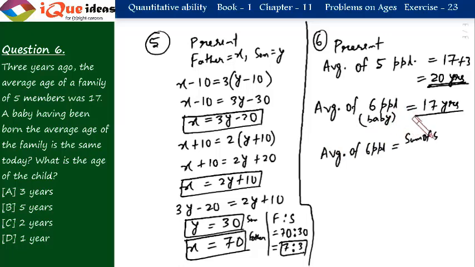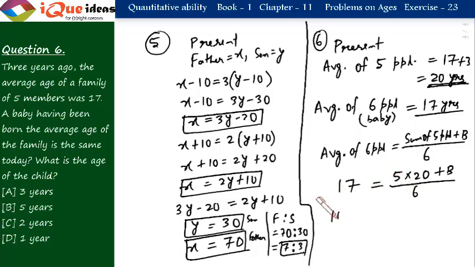the sum of 5 people plus the baby. Let's say the baby's age is B. Divide by the total number of people, that is 6. Now here, the average of 6 people is 17. Now how do you calculate the sum of those 5 people? Because it's given that the average of those 5 people is 20. So the sum would be 5 into 20 plus B, divided by 6.